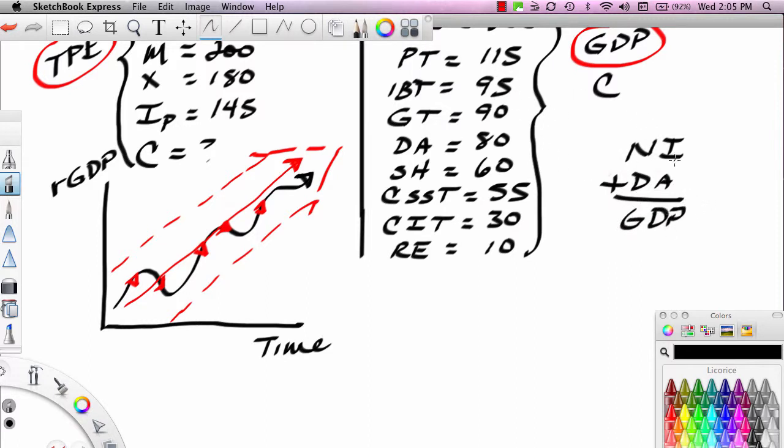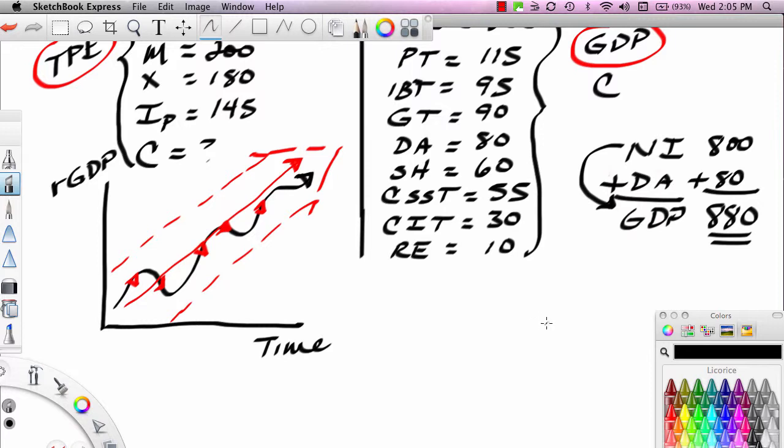Now, if you look at the data up above, national income is what? It's 800. Depreciation allowances right here is 80. So we can go the income approach. We can take national income and work back up to GDP. What do we get? We get 880. So GDP is 880 in this problem.